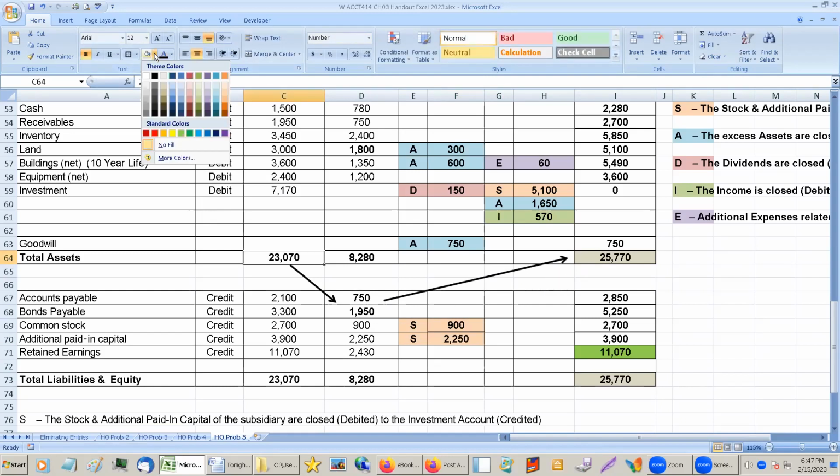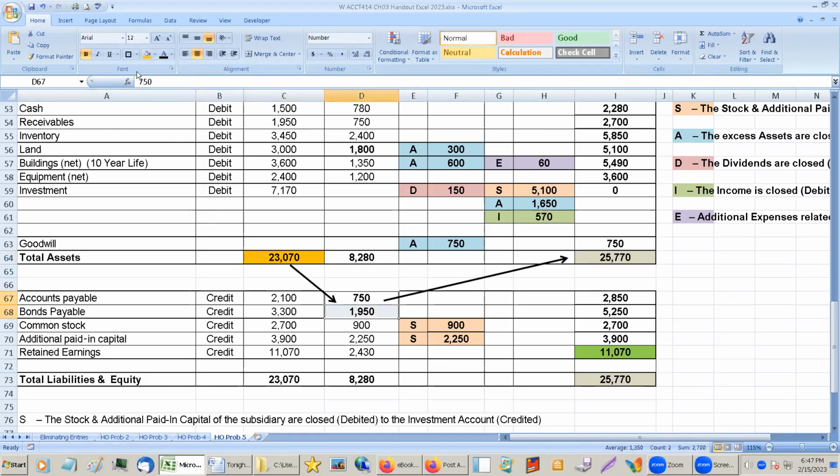Let's go a little bit different. Orange. Because these two numbers are the same, right? And the only thing that gets added into these on the liability and equity side are the liabilities. These are all gone. So if you take the total assets and then add in the accounts, it should come out to be the same.